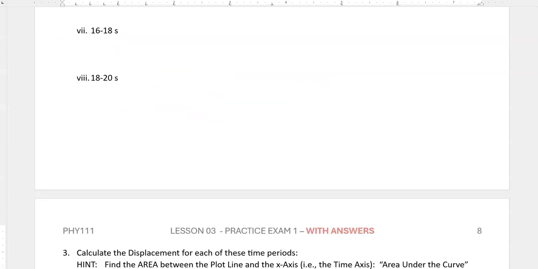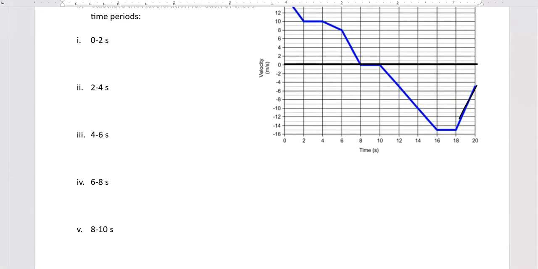Scrolling our paper up, we now look at 16 to 18 seconds. And if we go back to the graph, and all the writing is going to be gone here, but if you look at 16 to 18 seconds, you can see the slope is flat again. It is a slope of 0. It is an acceleration of 0. It is changing, if you want to call it changing, from minus 15 meters per second to minus 15 meters per second. So there's no change at all in the velocity, and the acceleration is 0.